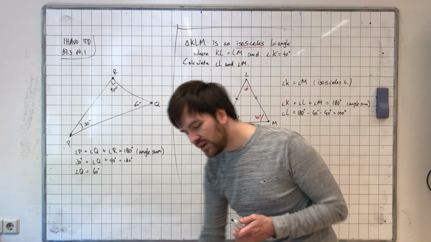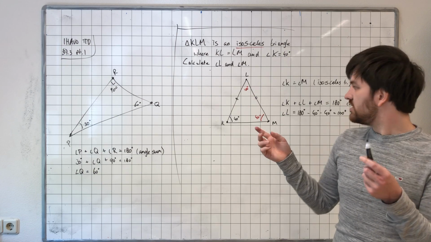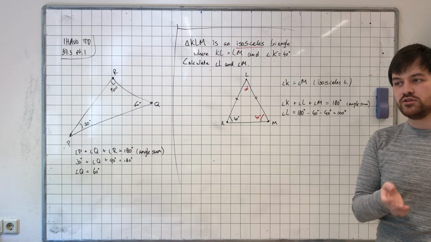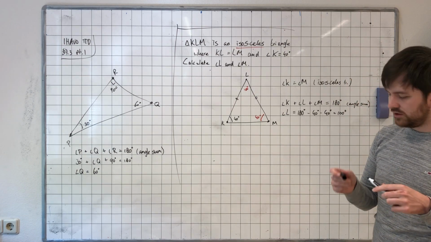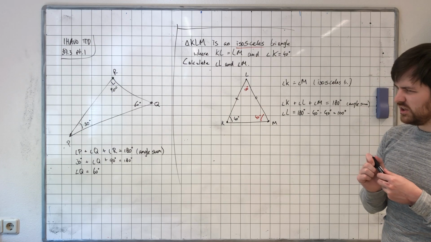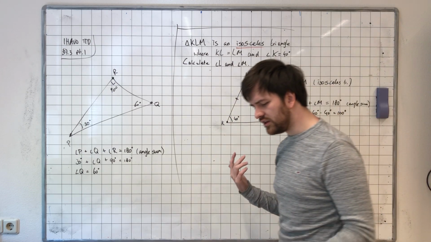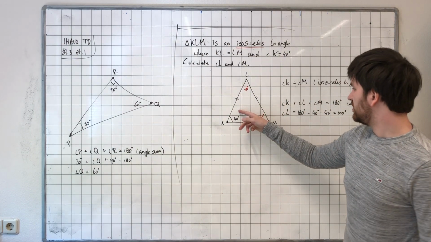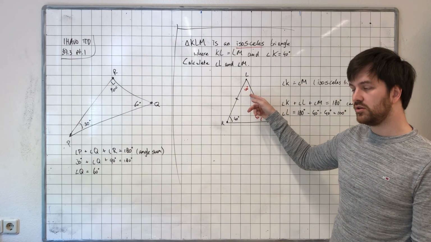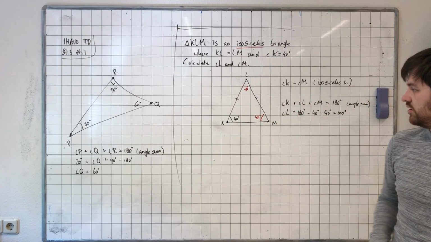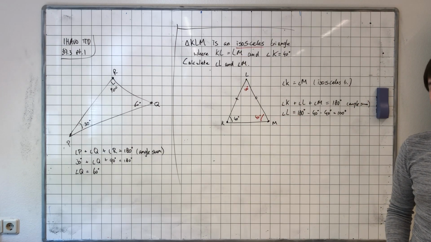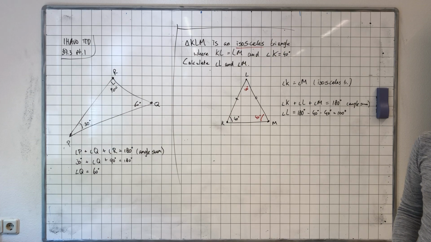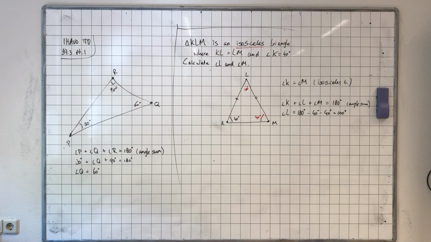So keep in mind that whenever you're making a sketch, it should help you calculate the angles, but it's not necessarily accurate. Even though these angles are definitely not 40 and this one is not 100, the sketch is helping us in our calculations. Good luck, and if you have questions, just know.